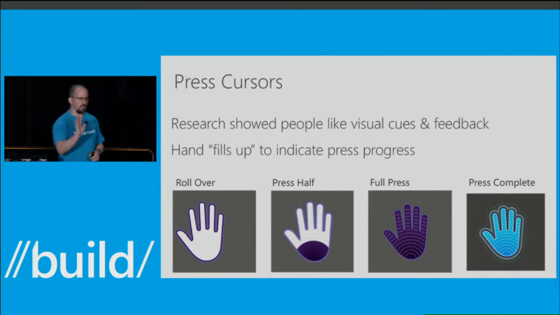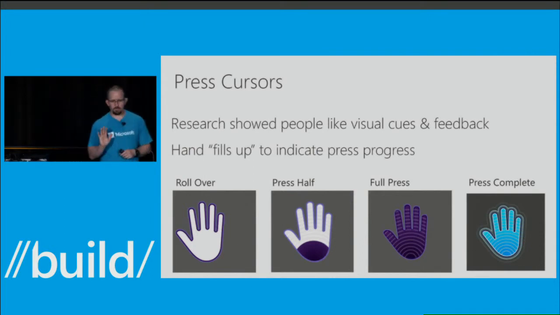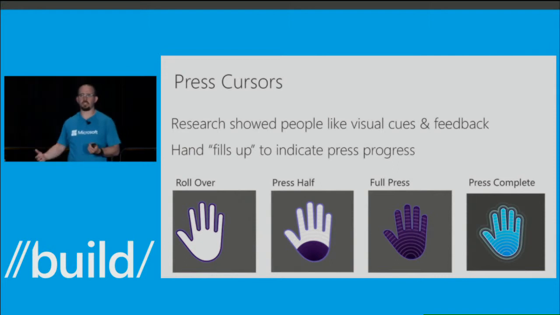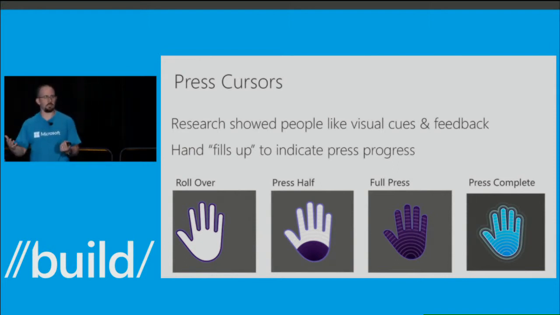We also did this thing where if I fully press and I get that sort of cyan color for complete, if I move my hand, I can cancel. So just the same way you can with a mouse, where you would click the button, and if you move your mouse off the target, you can cancel a mouse click. We implemented that same logic.